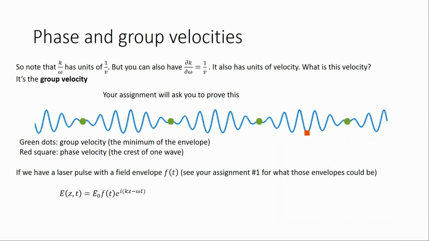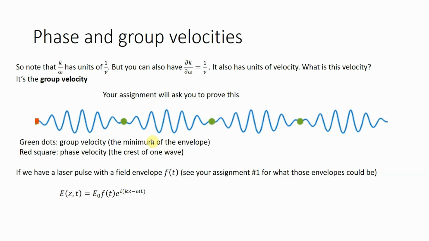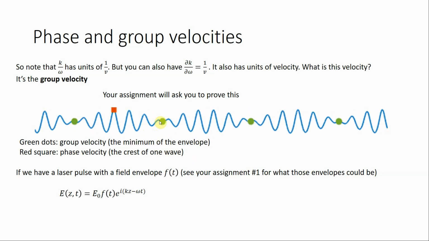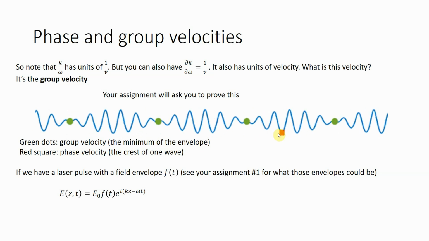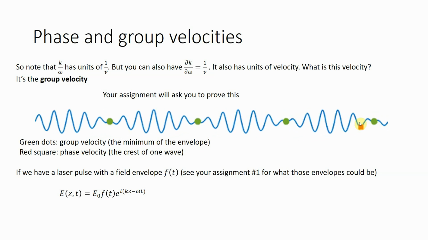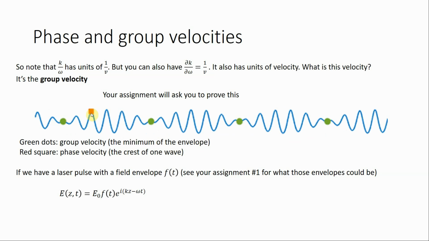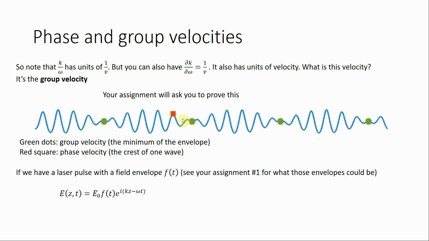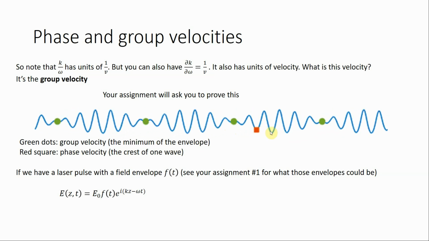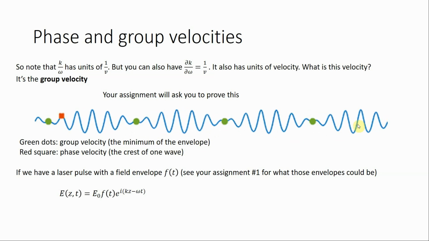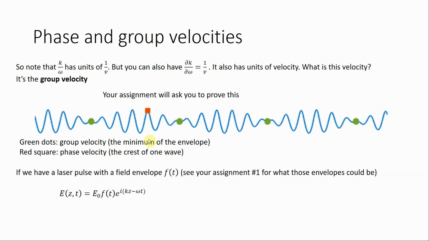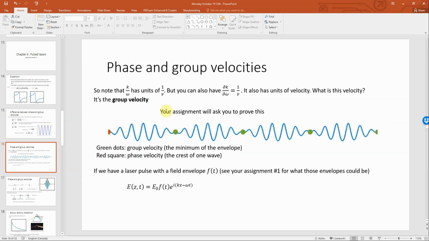So this is an animation that I stole from Wikipedia, but it's a pretty good animation where the green dots show where there's a minimum of these envelopes, and so that would be the group velocity, and then you have this orange square, and that's following where you have the peak or the trough of one of the waves. So you see that it's a peak there, and now it becomes a trough here. And that's because the phase and group velocities are different, and in fact, I think they're different by a factor of 2 here. That's an animation that shows you that there can be a difference between phase and group velocities.